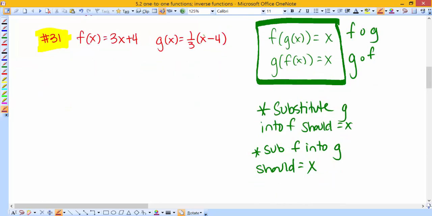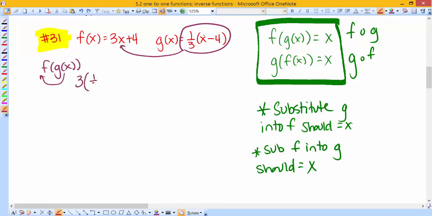So I wrote this a couple different ways to help you guys through this. So let me show you the work here. I'm going to start with, I did not mean to erase that part of the x, I'll just leave that ugly thing there. So I'm going to start with f of g of x. That means g goes into f. So this one goes right there into x. So 3, instead of x, I put 1/3 x minus 4, then I have plus 4. Now I know that this looks complicated. It is not complicated.